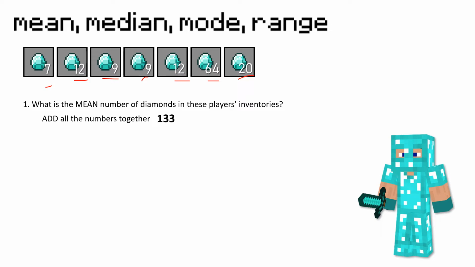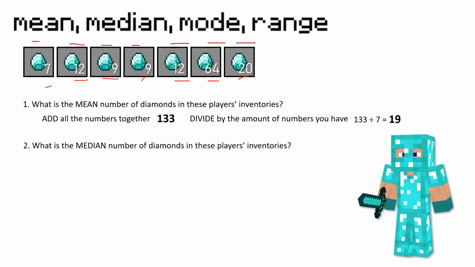Now, the next step in finding the mean is to take that 133, which is the sum of our numbers, and divide it by the amount of numbers that I have. I have 1, 2, 3, 4, 5, 6, 7 different players we're talking about. So I'm going to divide 133 by 7, which again, if you want to use your calculator, feel free. And you're going to see that the mean for this set of data is 19.